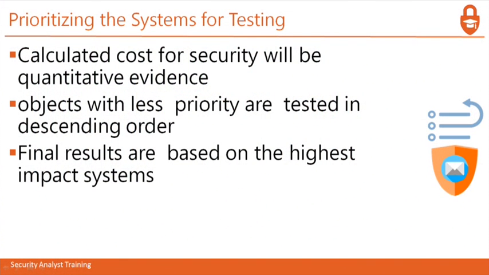After identifying the funding for the most critical systems, objects with less priority are tested in descending order. The results of the final steps are based on the highest impact systems that are tested, and could be based on the related frequency and testing techniques which have been used. So this is important to understand for prioritizing your system for testing. How do you prioritize different levels within a system?